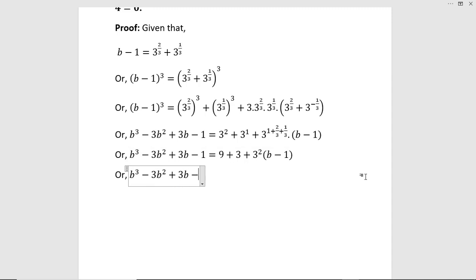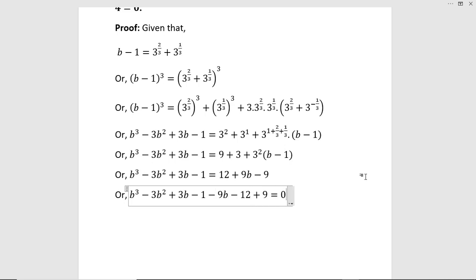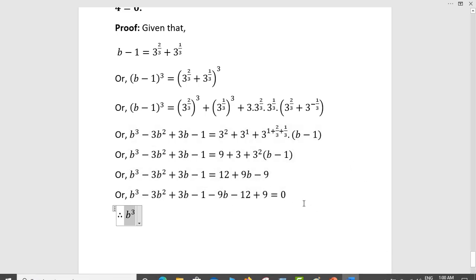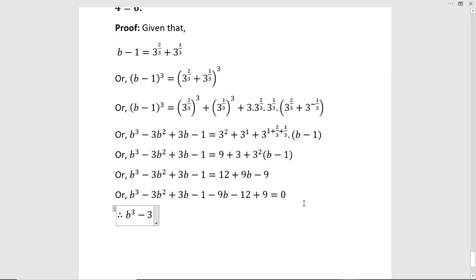3b² + 3b - 1 = 12 + 9b - 9. Or we write this, taking all of the terms to the left side, we will have this. And now we will write b³ + 3b² - 3b - 9b, that is -6b - 4 = 0.